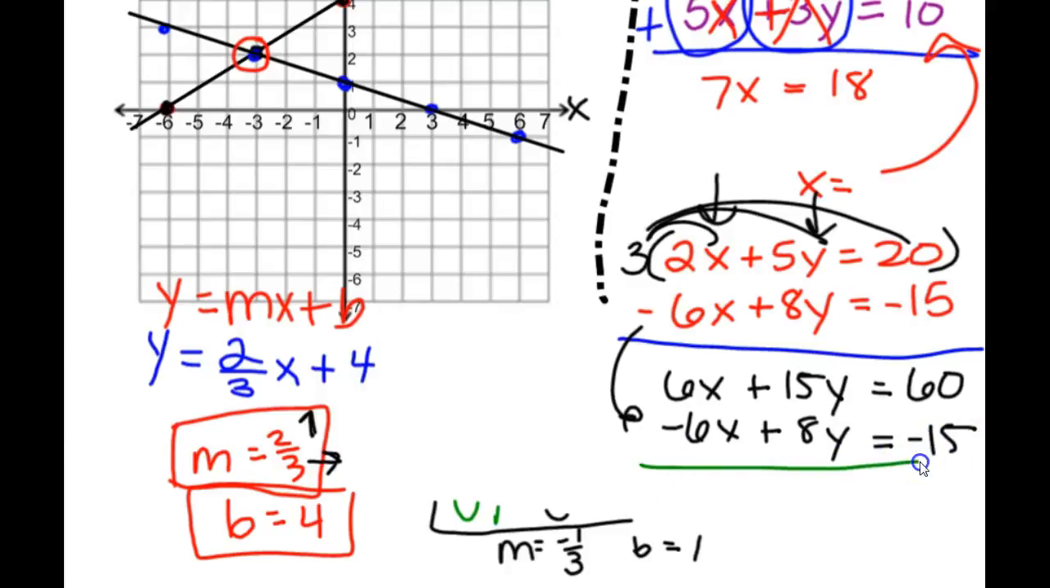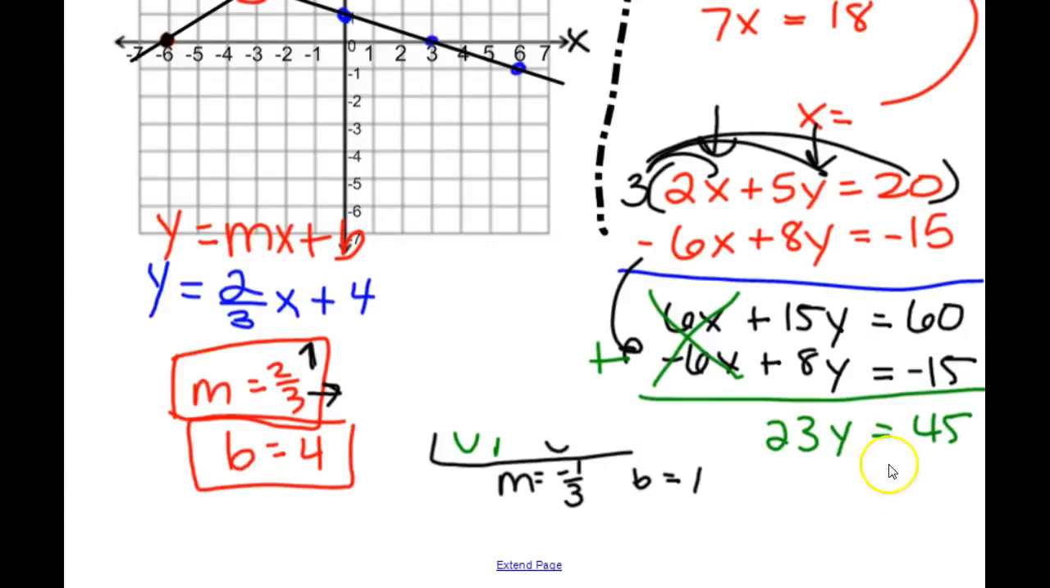And then we would add our equations together just like we did before. These two would eliminate. We would add these. 15 plus 8 more gives us 23y. And 60 minus 15 would be 45. These aren't turning out to be nice numbers because I just made them up. But once we solved, we'd have y.